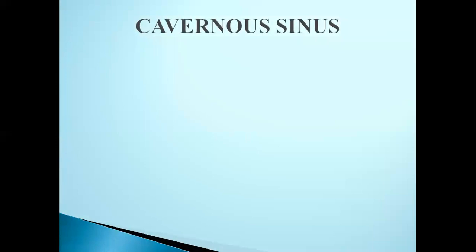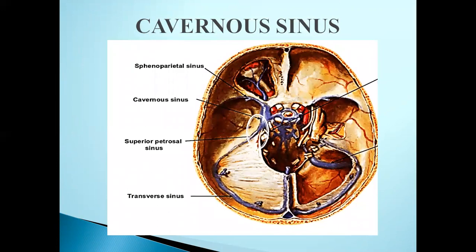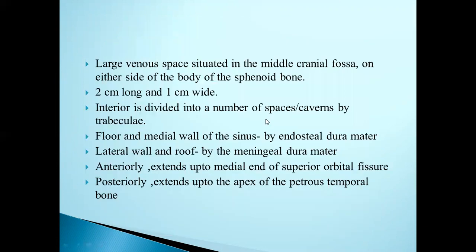Cavernous sinus, that is a bigger sinus. You can see the location. This sinus is located on either side of the sphenoid bone. This blue colored cavity you can see is the cavernous sinus. It is a large venous space which is situated in the middle cranial fossa on either side of the body of sphenoid bone. It is 2 centimeters long and 1 centimeter wide.